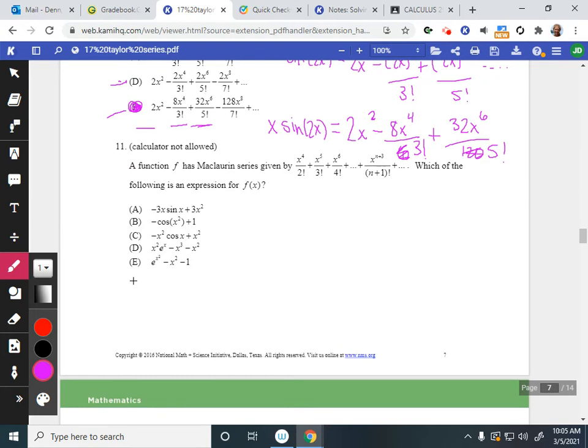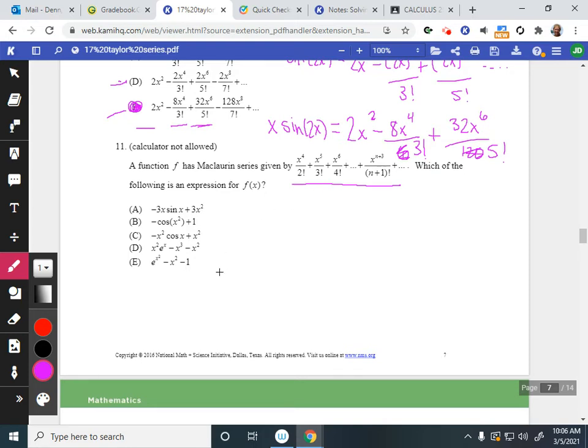Okay, number 11. A function has this series. Which of the following is an expression for f of x? They love questions like this, and they're not easy because it's almost like you have to try out all 5 answers to see which one might be this.